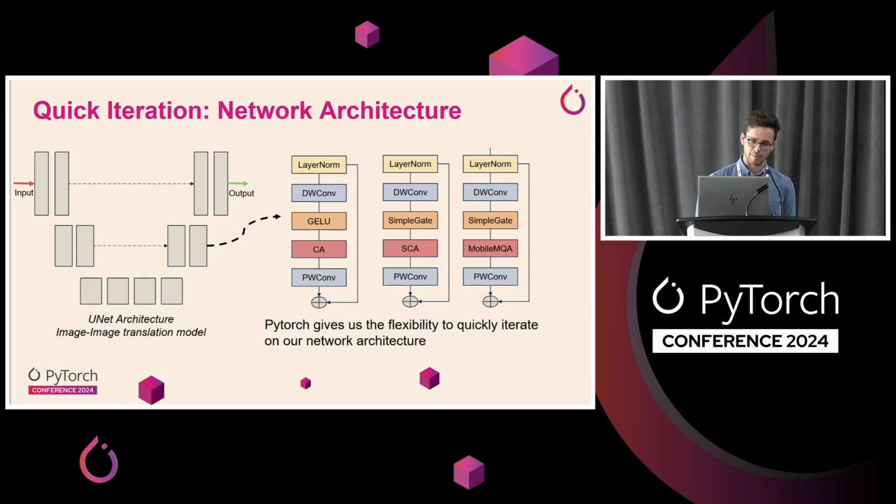This is a sample UNet architecture, just a very classic image-to-image translation model. Very different than everything we've been talking about today in terms of LLMs. But, as I was mentioning, we can iterate very quickly on the blocks and the architectures that we're trying to train. We've got an example here of switching the channel attention from a very simple channel attention all the way to mobile MQA, which has been recently presented by MobileNet v4, a mobile multi-query attention. So, yeah, the flexibility of using PyTorch lets us quickly iterate on our network architecture.